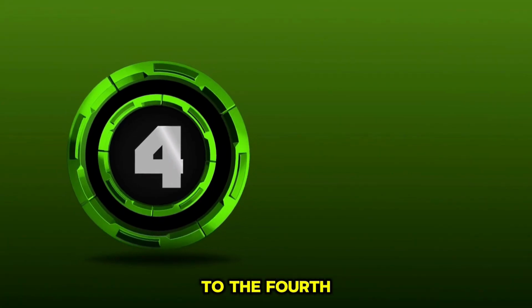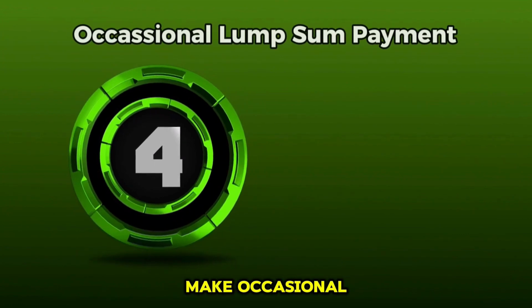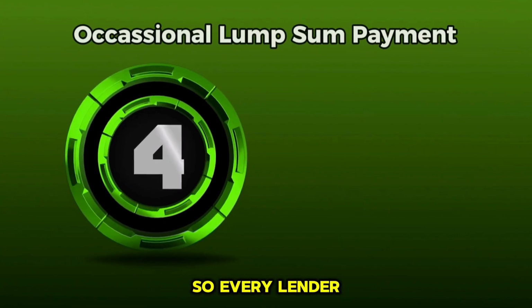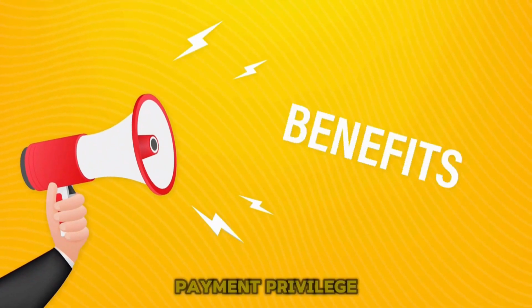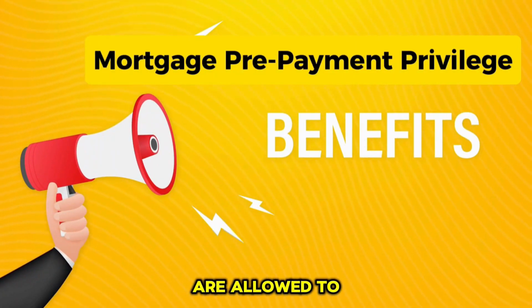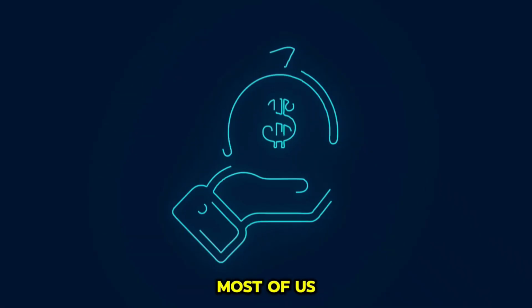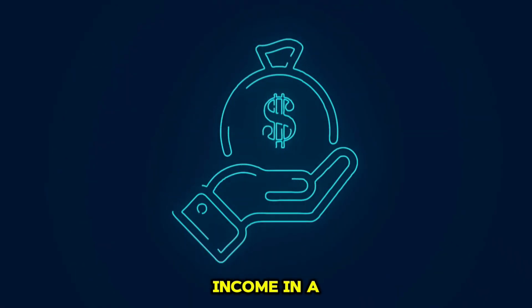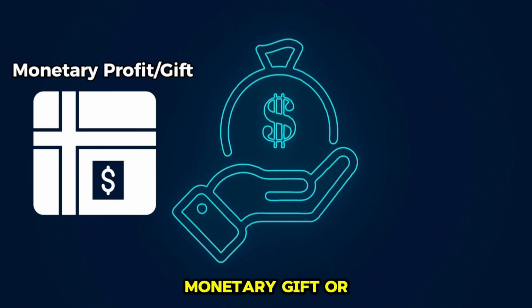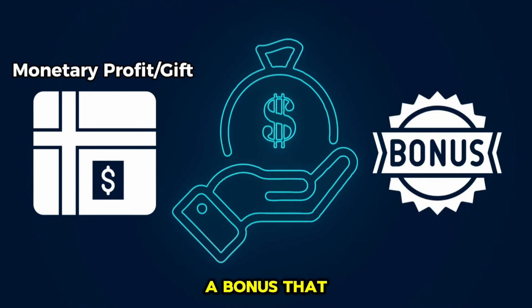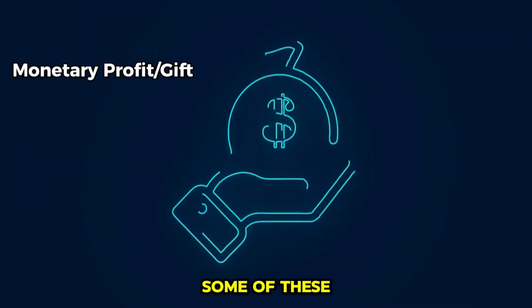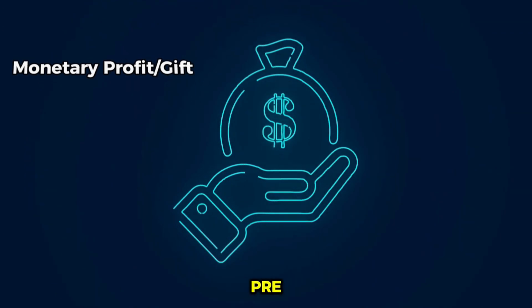Now let's move to the fourth method, that is to make occasional lump sum payments to your mortgage. So every lender provides you with some prepayment privilege with which you are allowed to make certain prepayments in 1 year towards the principal of your mortgage. Most of us get some unexpected income in a year, whether it's any monetary gift or profit, or a bonus that you get from your employer. So what you can do is, you can apply some of this unexpected income towards prepaying your mortgage.